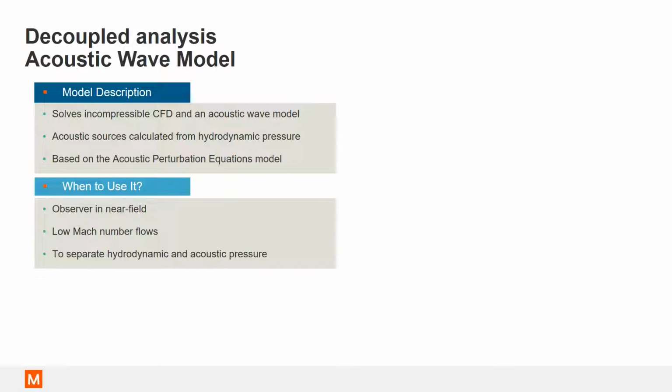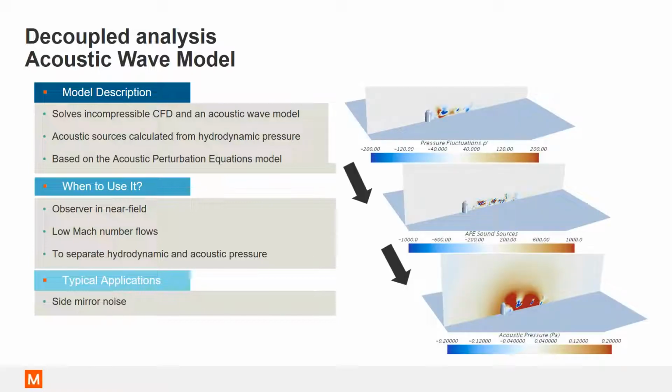I'll explain shortly why these limitations exist, but one example of where you would use it is a side view mirror generating turbulence, if you wanted to see the sources essentially as an acoustic wave. So for any sort of pressure fluctuation on a given surface, where you want to see how those are generated within the domain, you would use the acoustic wave model.